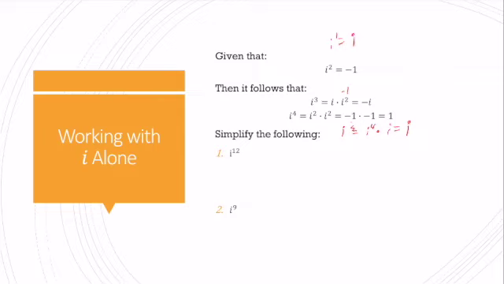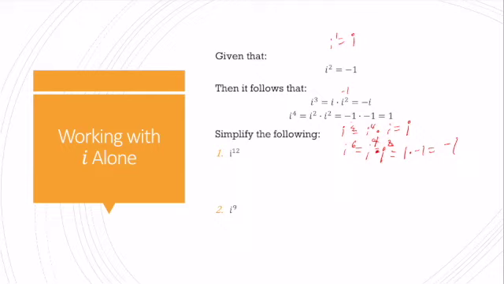This is a really cool thing, because then we would have that i to the sixth is i to the fourth times i squared, which is 1 times negative 1, which is negative 1. So we go through this cycle. It goes i, negative 1, negative i, 1, i, negative 1, and keeps going and going and going.